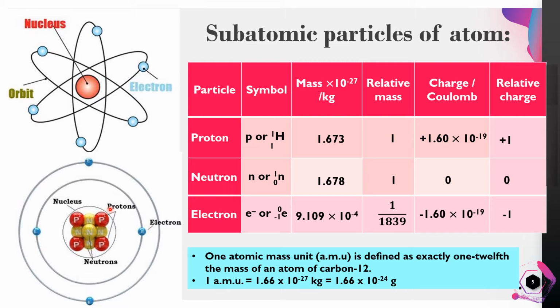So the mass of the atom mostly comes from the nucleus, the protons and neutrons. Here we have the atomic mass unit. One atomic mass unit is defined as exactly 1/12 the mass of an atom of carbon-12. One atomic mass unit is equal to 1.66 times 10 to the power of negative 27 kilogram, or 1.66 times 10 to the power of negative 24 gram.